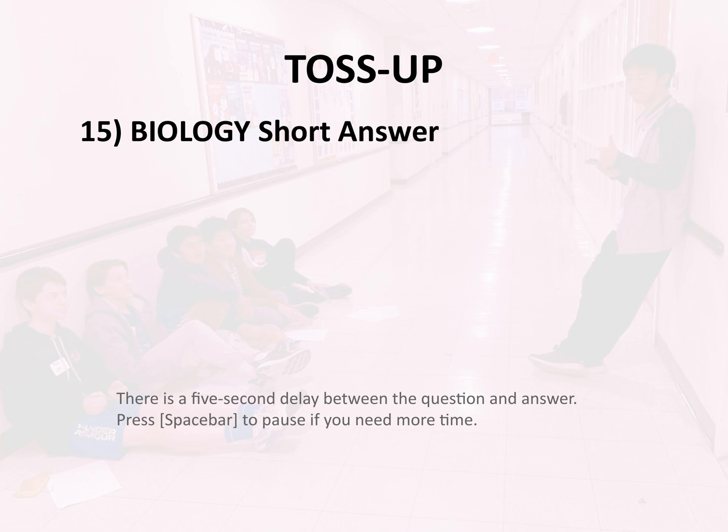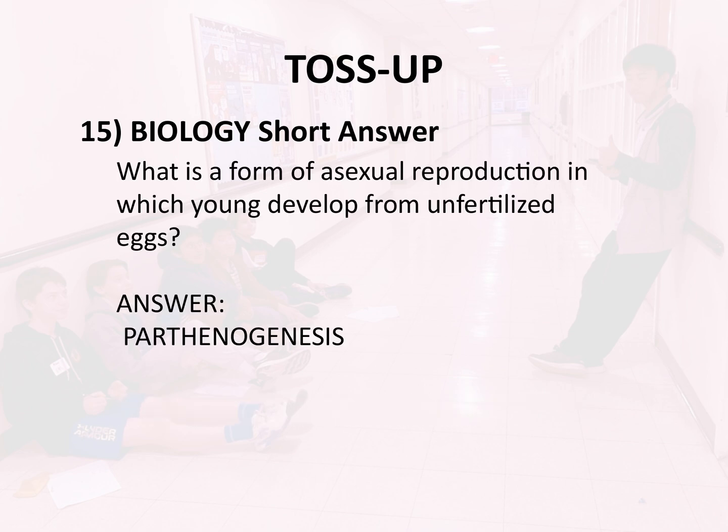Toss-up 15. Biology. Short answer. What is a form of asexual reproduction in which young develop from unfertilized eggs? Answer. Parthenogenesis.